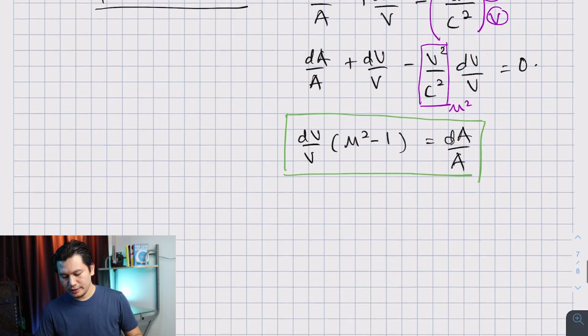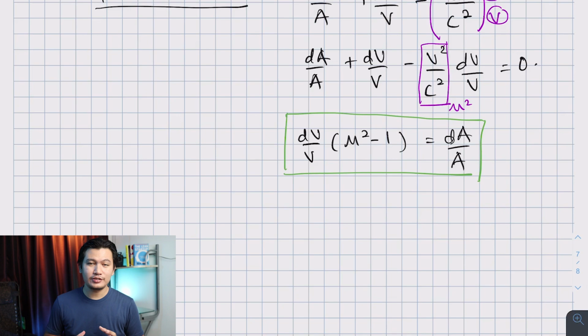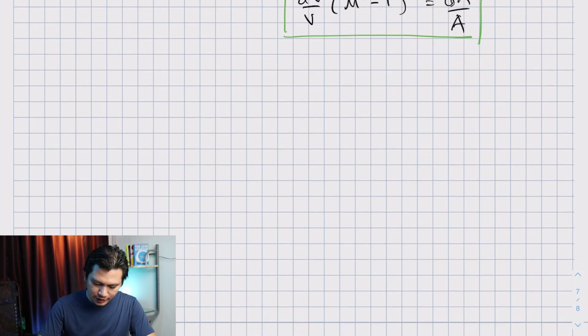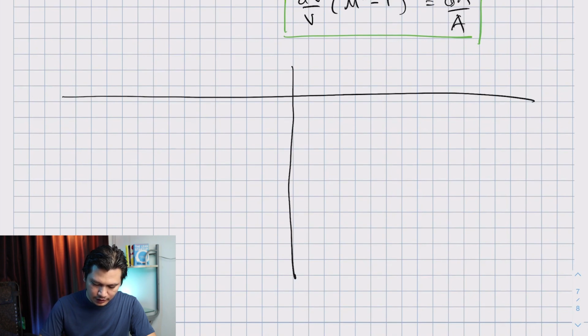And in discussing compressible flow, this relationship is very important. This relationship shows how area changes with velocity, or how velocity changes with area. And now let's take a minute to understand what this equation tells you. Okay, let's have two cases, right? On the left is Mach number less than 1. This is Mach number greater than 1. So obviously this is subsonic flow, and this is clearly supersonic flow.